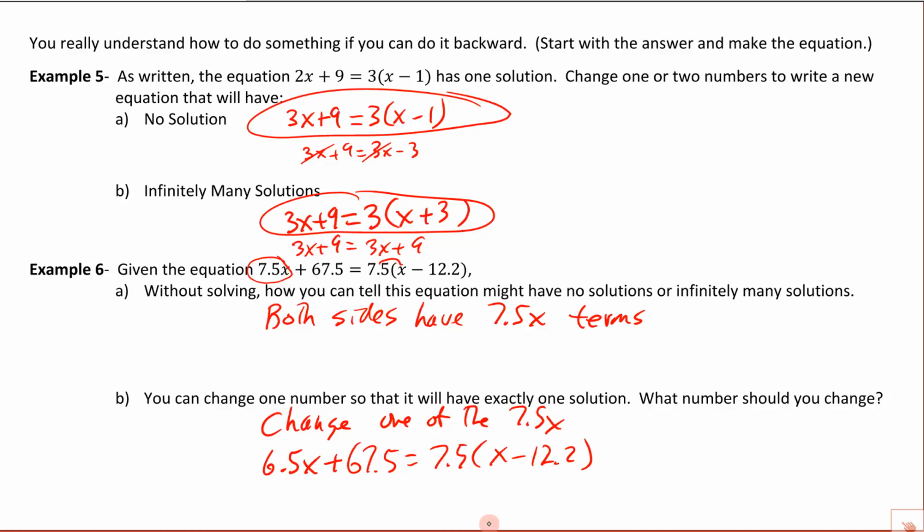All right, so your assignment today has more practice, and it also has some problems like this where you need to kind of go backwards and say, well, how could I make this so this has no solutions or infinitely many solutions or one solution? And this should be a good help to you. Good luck.